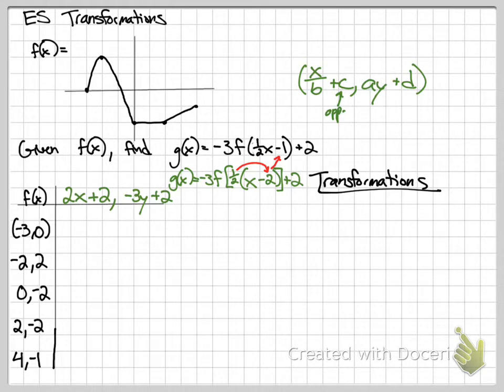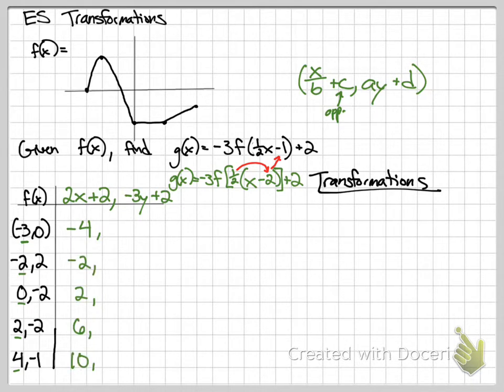So I take the x value in the left column, and I do 2 times negative 3, which is negative 6, plus 2, which is negative 4. And why don't you go ahead and do that to all the x's. Work your way down, transform all the x values. Pause the video.